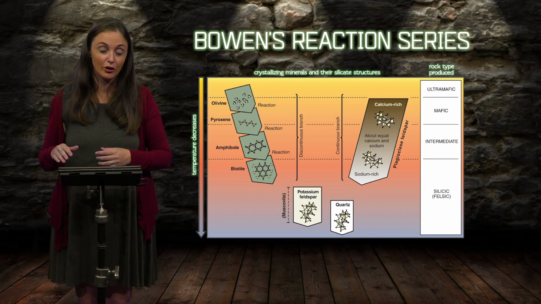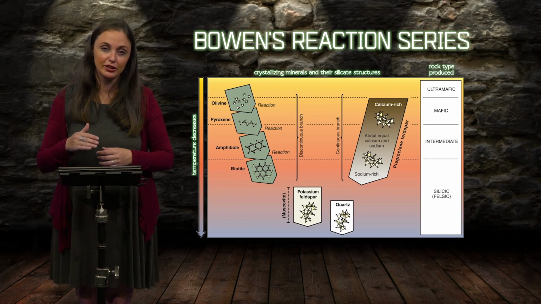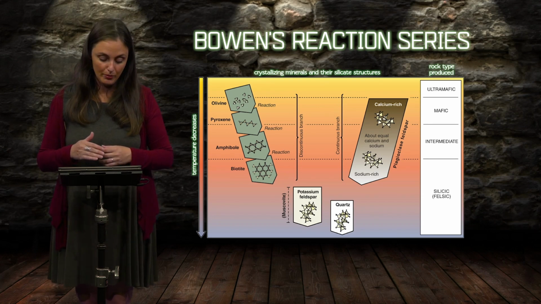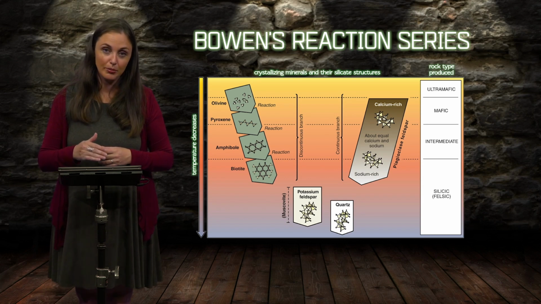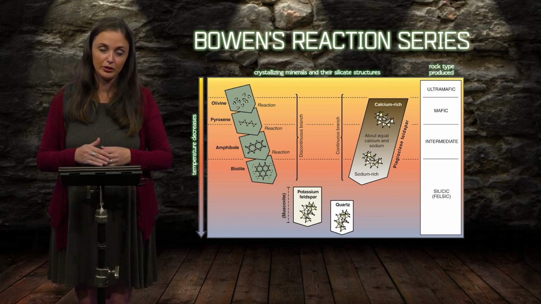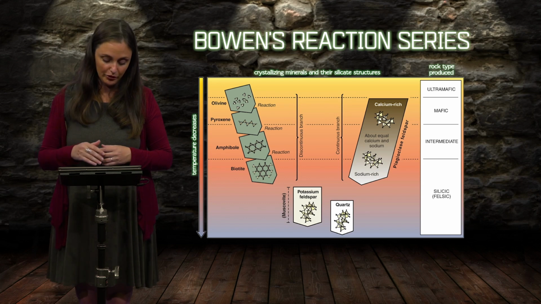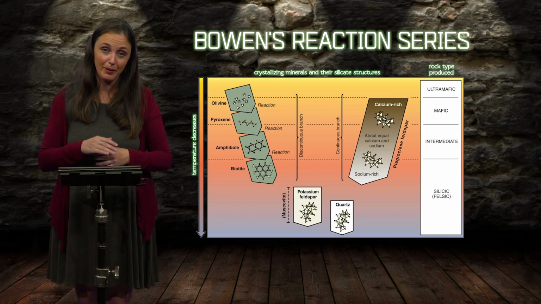Then once you crystallize out all the pyroxenes and the temperature continues to lower, you might next reach double chains. Those are the amphibole minerals. And then once you form all the amphiboles, then you would form the sheet silicates, the biotite.